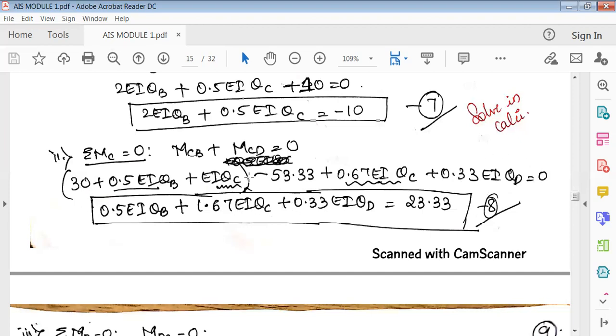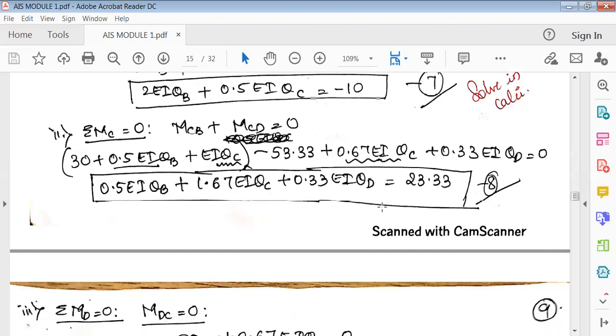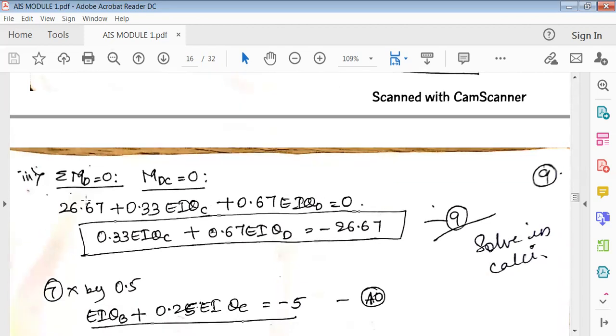Then 30 minus 53, so it is minus 23.33 when it goes to the right hand side. When it goes to the right hand side, it becomes plus. Now this is the resolved form, in equation form. So that is equation number 8. Then the last equation is MD.